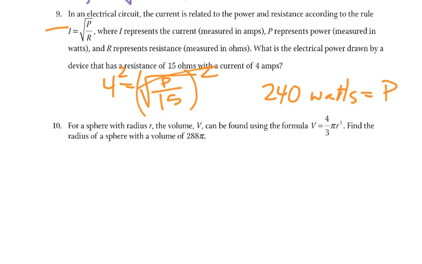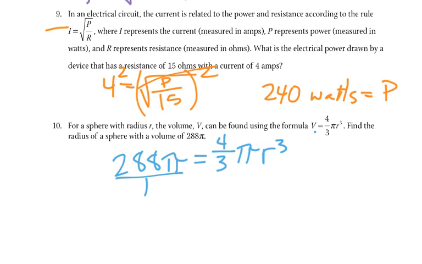Okay. So last one, number 10. For a sphere with the radius r, the volume V can be found using this formula. V equals 4/3 pi r cubed. Find the radius of a sphere with a volume of 288 pi. So our volume is 288 pi equals 4/3, and we want to find the radius, pi r cubed.